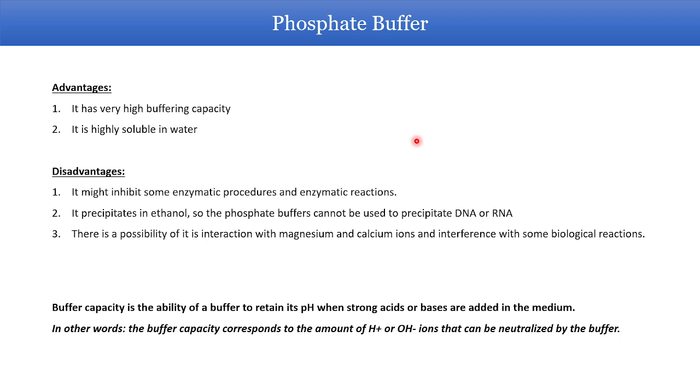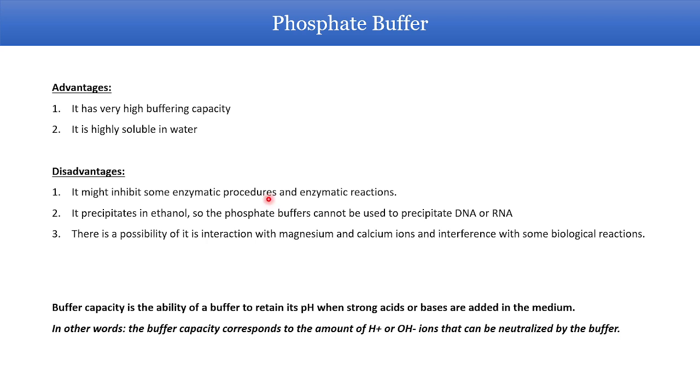However, there are a few disadvantages which this phosphate buffer might have. It inhibits some enzymatic reactions. It precipitates in ethanol, so phosphate buffers cannot be used to precipitate DNA or RNA. And there is a possibility of its interaction with magnesium and calcium ions, which does interfere with many biological reactions as well, in which cases we need to use a different kind of buffer.